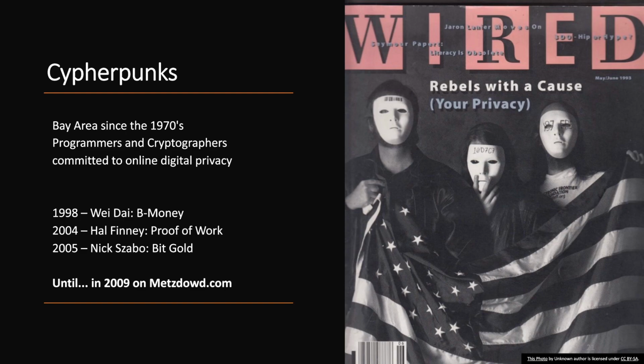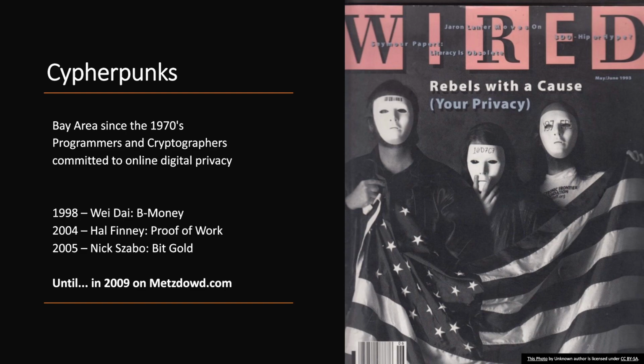And then Hal Finney in 2004 came up with this concept of proof of work, which we'll talk about in a few minutes. And then Nick Szabo in 2005 came up with this idea called BitGold. And Nick Szabo was actually really big. He came up with the term smart contracts in the 1990s. So I'm about to talk about some of these concepts in terms of the blockchain, but a lot of these concepts have been growing for 30 years in this cypherpunk movement.